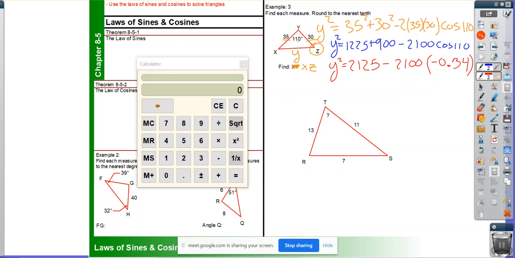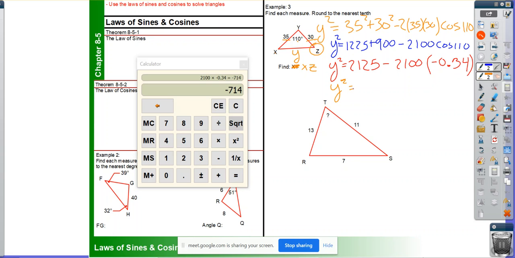Okay, so let's multiply. Oh! Okay, I did this wrong. Oh, and I did that wrong too. Negative 410.4.